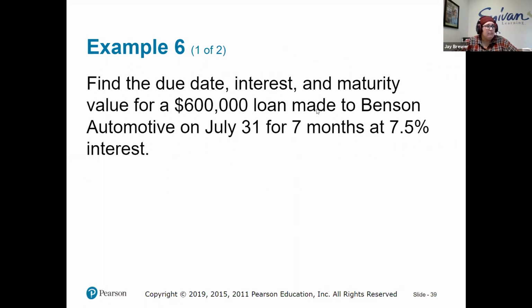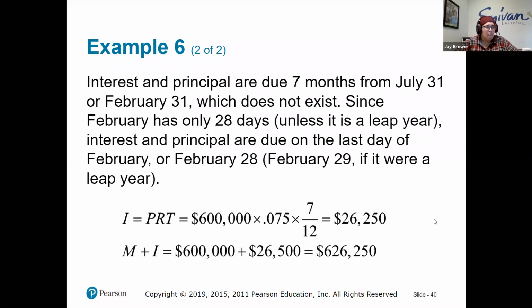All right, let's look at example 6. Find the due date, interest, and maturity value for a $600,000 loan made to Benson Automotive on July 31st for 7 months at 7.5% interest. Again, remember, we're going to go pretty fast on this. Interest and principal are due 7 months from July 31st, which would make that February 31st. Which does not exist since February has only 28 days unless it's a leap year, which even then you're not going to get to 31.